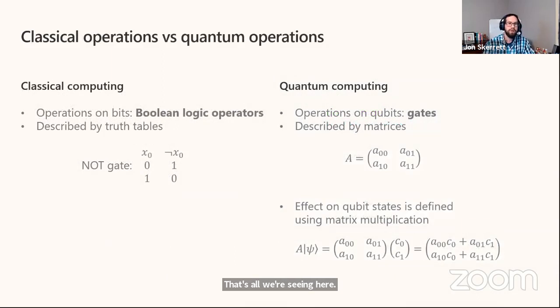Now, the next thing we want to do with our qubits is to change their states. And again, if we draw some parallels with classical computing, in classical computing, we had bits and operations on bits. The most primitive operations are Boolean logic operators. All more complicated calculations can be represented as combinations of Boolean logic operators. And those Boolean logic operators are described by truth tables. For example, here's the truth table for a single bit operation, the NOT gate. You can see that it converts 0 to 1 and 1 to 0.